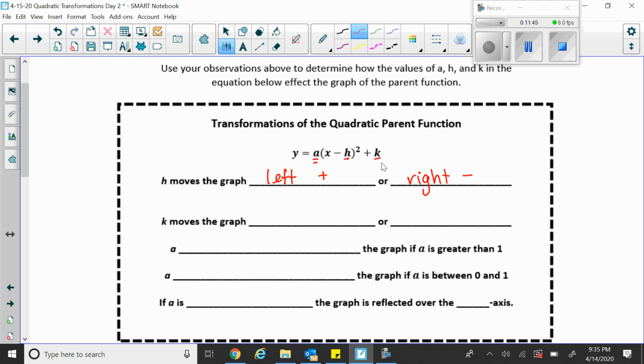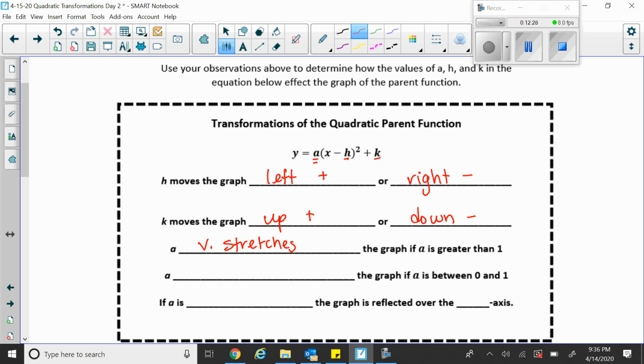Now K on the end, let's review what it does when you add or subtract on the end. If you add or subtract on the end outside of the parentheses, it moves it up or down. Up is plus, down is minus. It's pretty straightforward for K. So remember, H tricks you, K does not. So now A, that's what we just learned. So it says A blank the graph if A is greater than 1. So A, if it's greater than 1, remember we said it's vertical stretch. So I'm going to put it vertically stretches the graph. So A vertically stretches the graph if A is greater than 1.